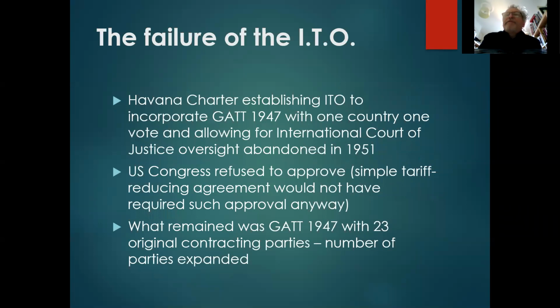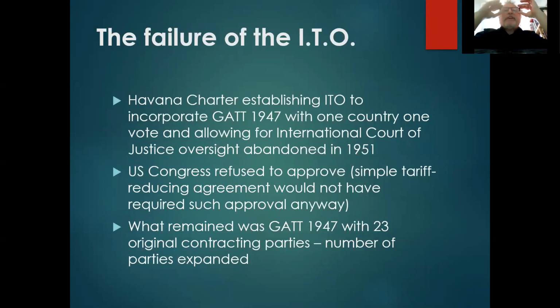So the ITO failed, right? It never came into existence. So of the three institutions, IMF, World Bank, ITO, the third one was a failure. So there was an agreement called the Havana Charter, which was meant to establish the ITO, which would then oversee this GATT. And it would provide for one country, one vote, and allow the so-called ICJ, the International Court of Justice, to have legal oversight. This was abandoned in 1951.